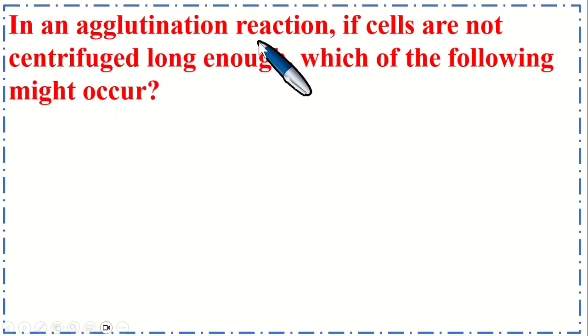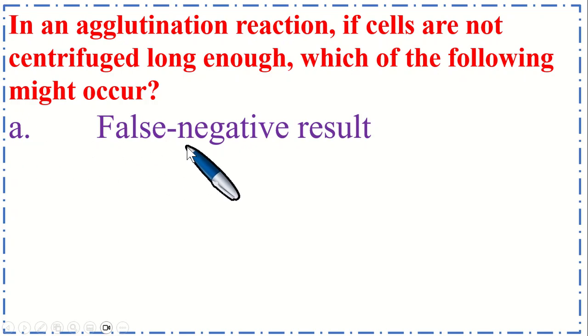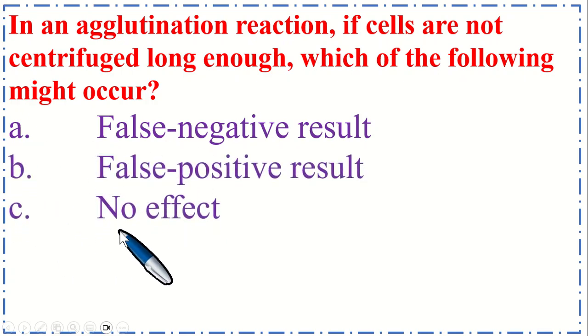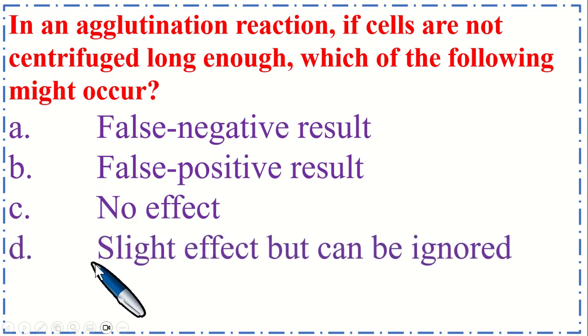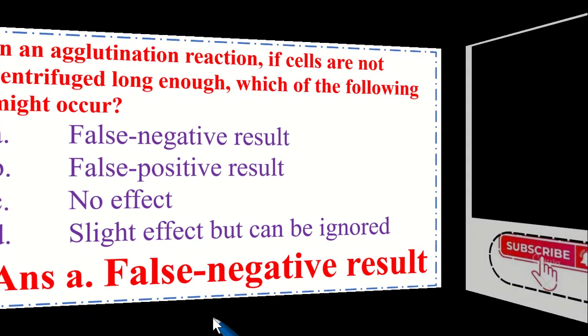In an agglutination reaction, if cells are not centrifuged long enough, which of the following might occur? Option A, false negative result. B, false positive result. C, no effect. And option D, slight effect but can be ignored. So the correct option is A, false negative result.